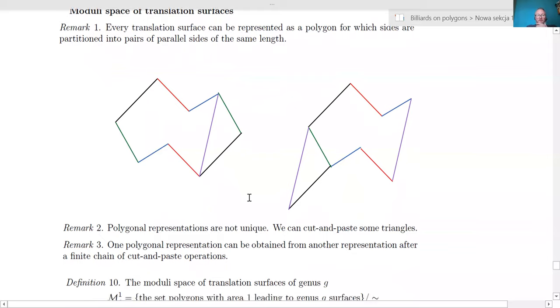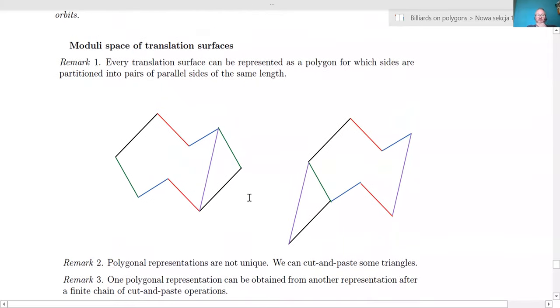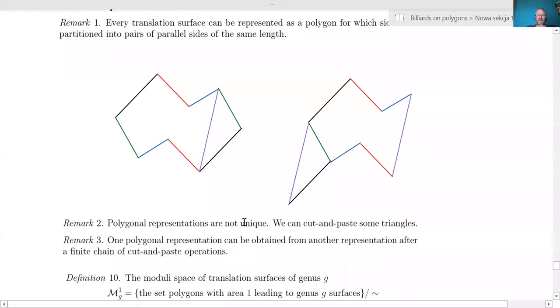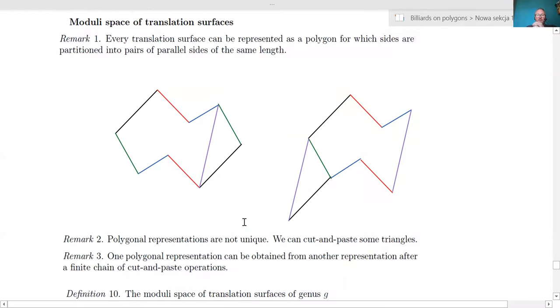And the second remark says that this polygonal representation is not unique. So you can cut off a triangle and glue it to the other side. After this cut and paste procedure, we obtain another good polygon producing the same surface, but formally the polygon is different. And the third remark says that for any pair of such polygonal representations, one representation can be obtained from the other after a finite chain of cut and paste operations.